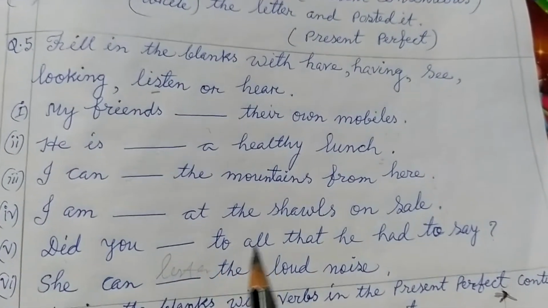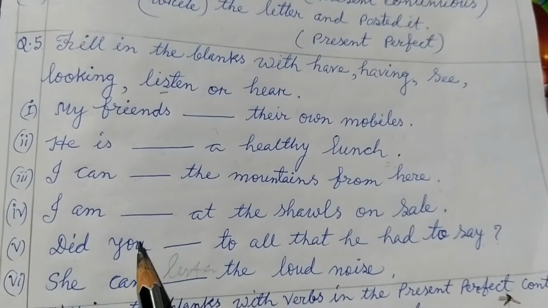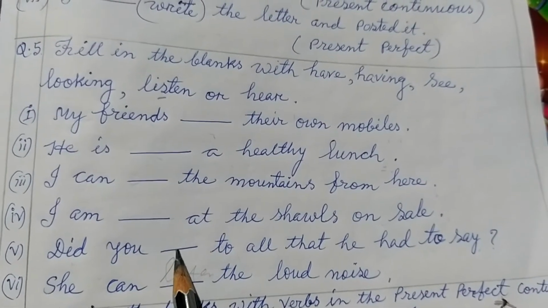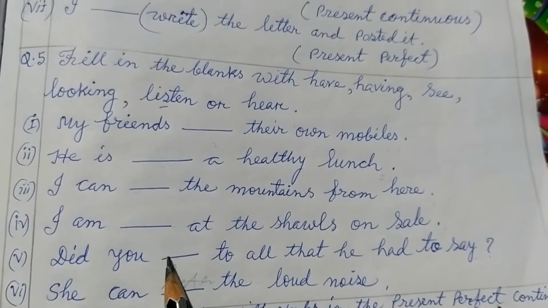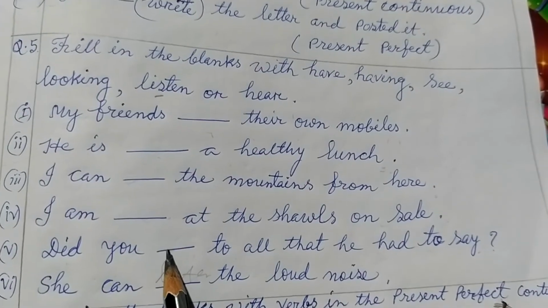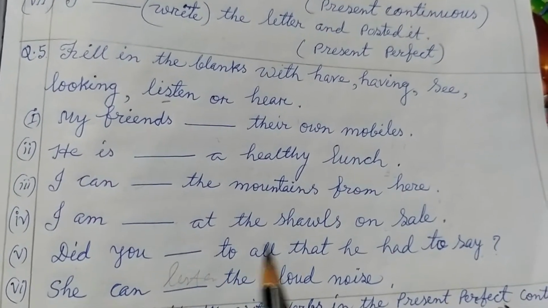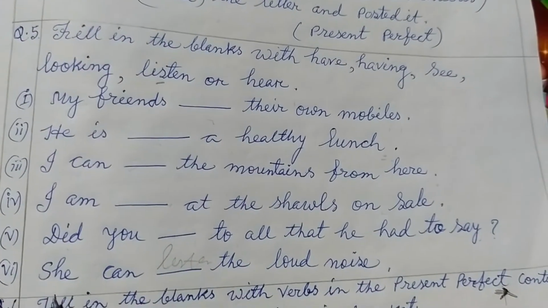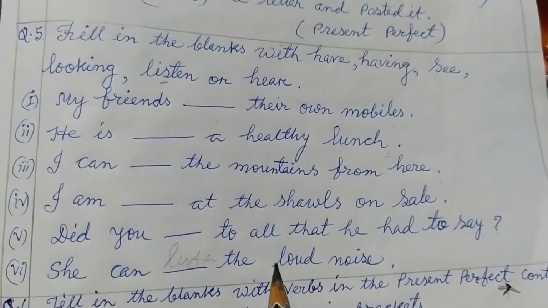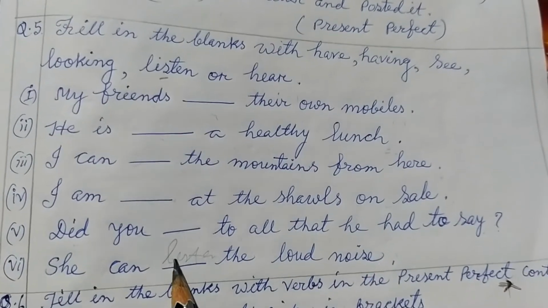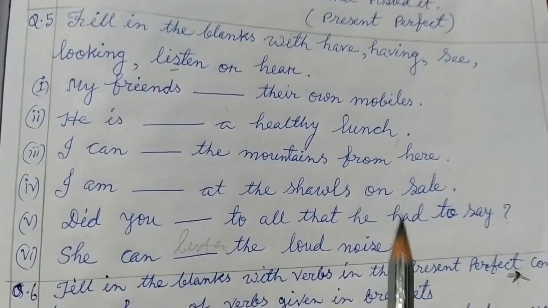Did you dash to all that he had to say? So the answer is did you see to all that he had to say? Sorry, did you hear to all that he had to say? She can dash the loud noise. So as loud noise is here, we have to write listen, L-I-S-T-E-N, listen. She can listen the loud noise.